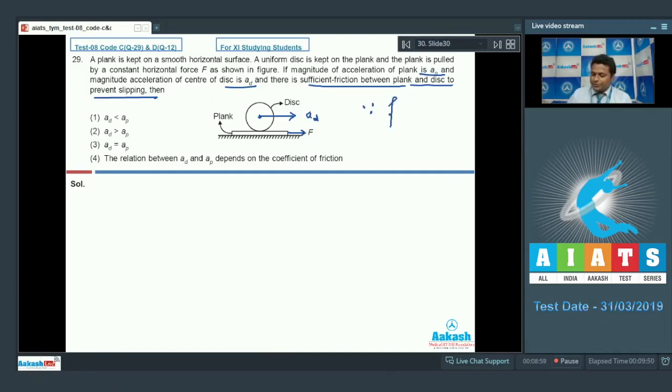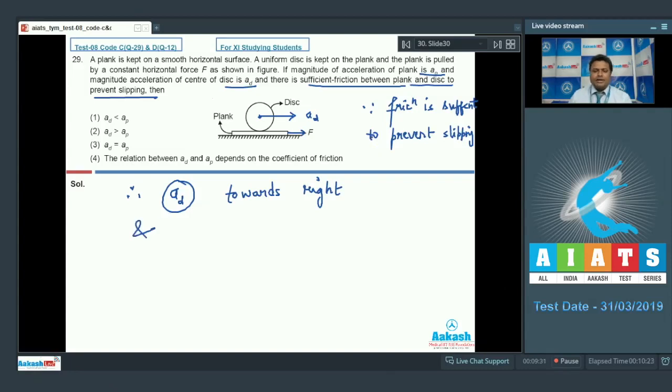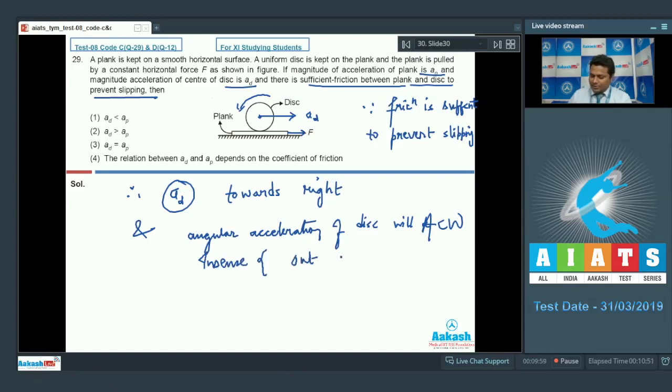Now we can write, since friction is sufficient to prevent slipping, therefore acceleration of center of mass of the disc AD is towards right, and the angular acceleration of the disc will be anti-clockwise in sense, or we can write out of the plane of paper.